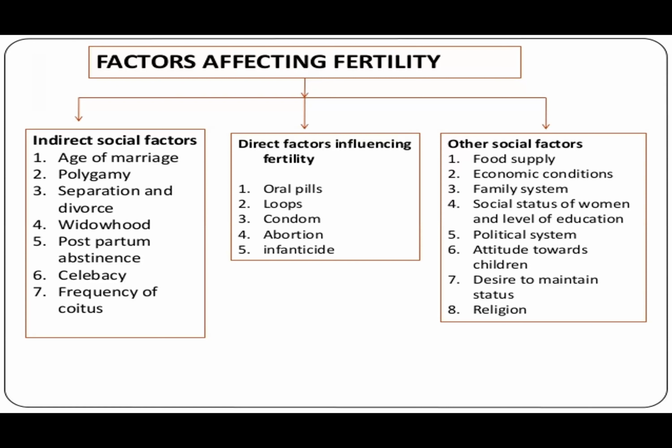Factors affecting fertility. Indirect social factors: age of marriage, polygamy, separation and divorce, widowhood, postpartum abstinence, celibacy, frequency of coitus. Direct factors influencing fertility: oral pills, loops, condoms, abortions, infanticides. Other social factors: food supply, economic condition, family systems, social status of women and level of education, political system, attitude toward children, desire to maintain status, religion.